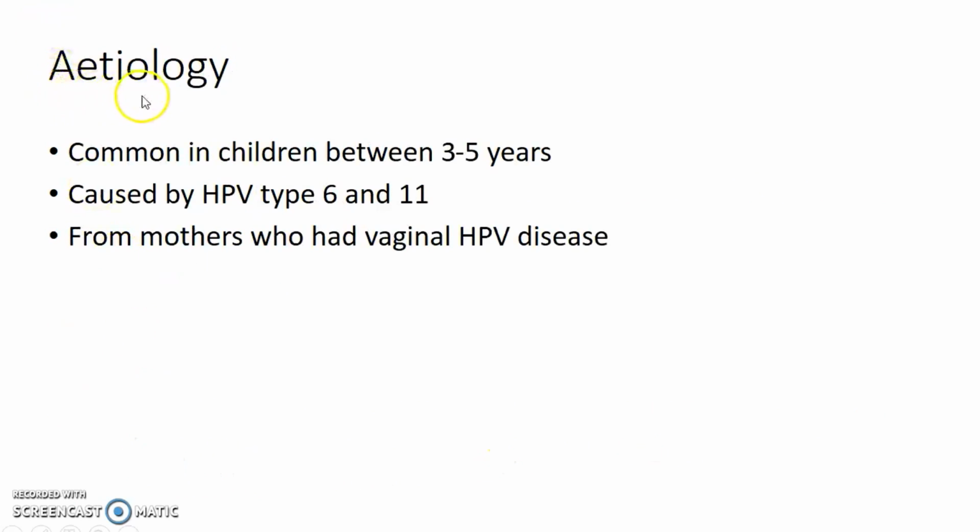Now let us see about the etiology of juvenile laryngeal papillomatosis. It is common in children between 3 to 5 years. It is caused by HPV virus type 6 and 11. Remember that HPV virus is a DNA virus. It is thought to spread from mothers who had vaginal HPV disease.